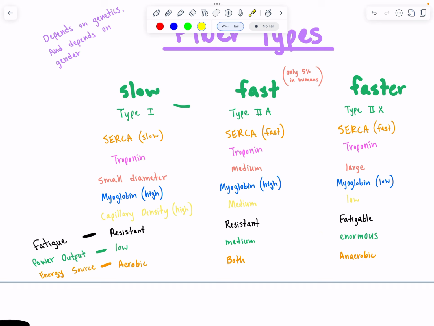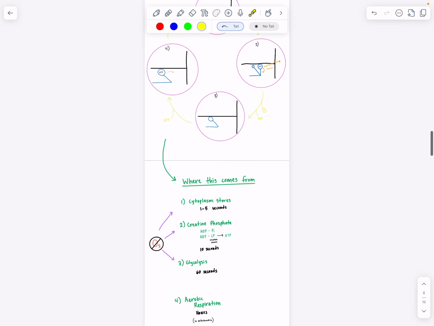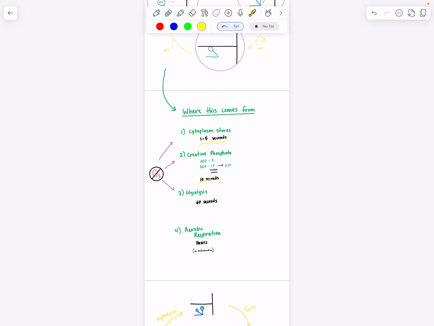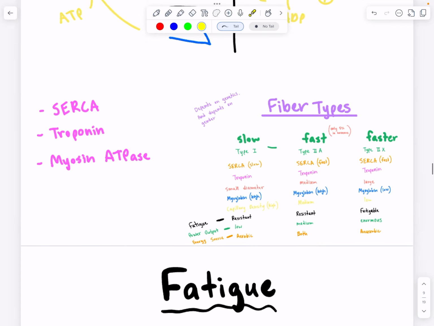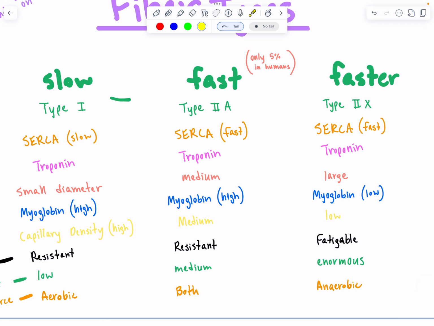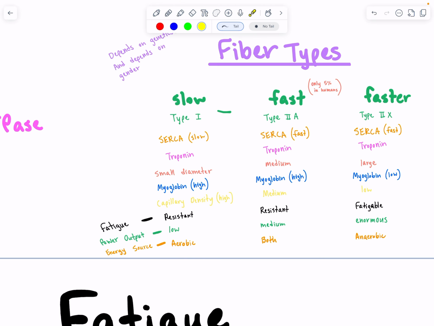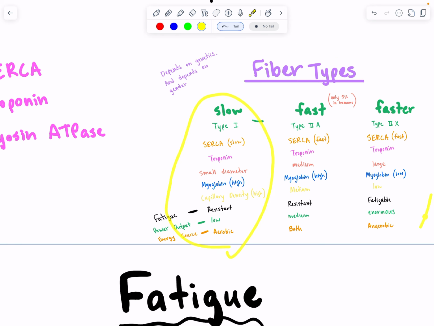However, since it comes from anaerobic, it fatigues pretty fast and it's very fatigable, because again, those three energy sources that are anaerobic don't last very long. We have the 1 to 5 seconds, 10 seconds, and 60 seconds. So it doesn't last very long. And since we don't need as much blood flow there, we have low levels of myoglobin and low capillary density. So those are probably the main things I would say that are important about those two different muscle fiber types.